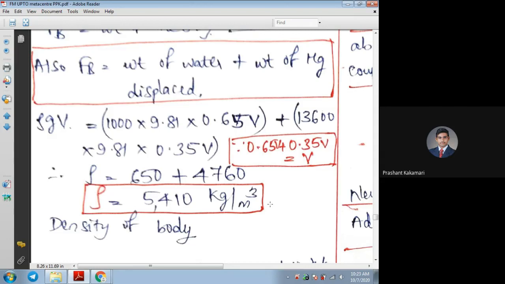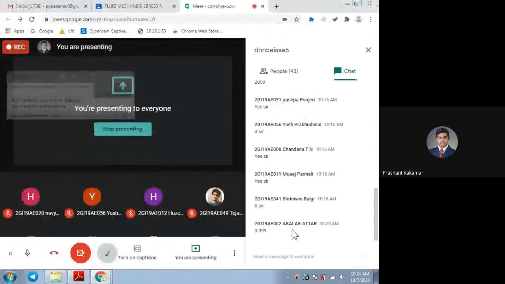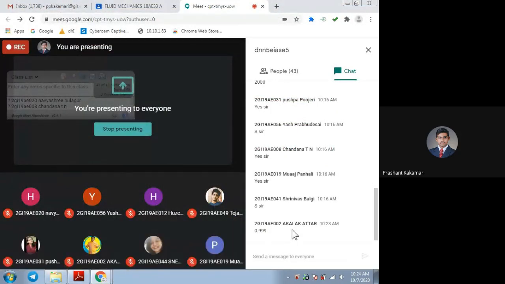Check the volume also. So substitute the density back into the initial equation. 1.88 × 10 raised to minus 5, volume of the stone, 0.999 meter cube.